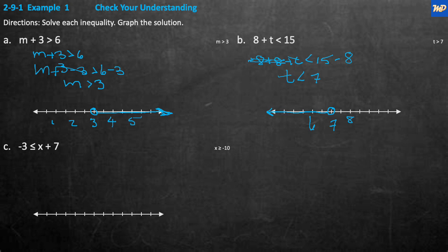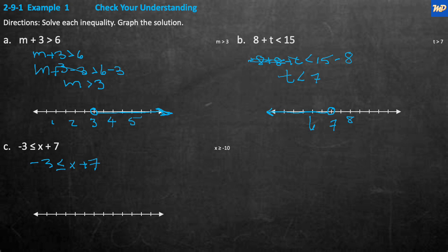C, minus 3, negative 3 is less than or equal to x plus 7. Well, to solve this, we see that we have an equal sign here now. In the inequality, there's an equal, so that means dot. Case closed, we need a dot.